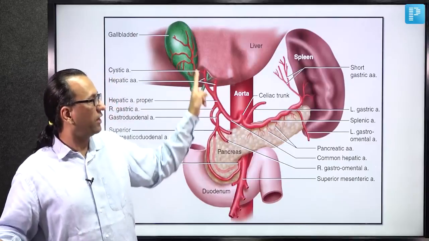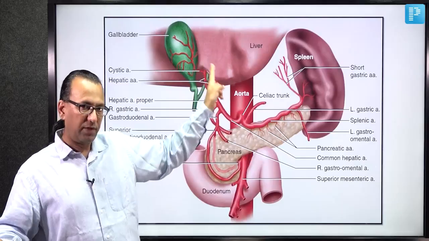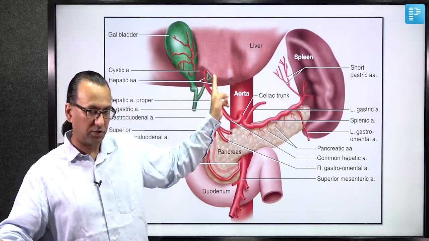Understand that right and left hepatic arteries, both of them will be supplying the caudate lobe of the liver. The caudate lobe of the liver is the boundary line liver, having double artery, double vein and double duct drainage.